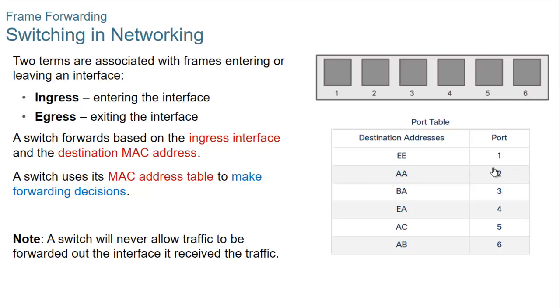A switch uses its MAC address table to make forwarding decisions. This is how a MAC address table would look. We have the destination address and we have the ports. Let's say you want to go to the MAC address EE, then it has to go through port 1, EA port 4, and so on. Something to note is that a switch will never allow traffic to be forwarded out of the interface it received the traffic from, meaning that if a frame came in from port 1 and it wants to go out port 1, that will never happen.